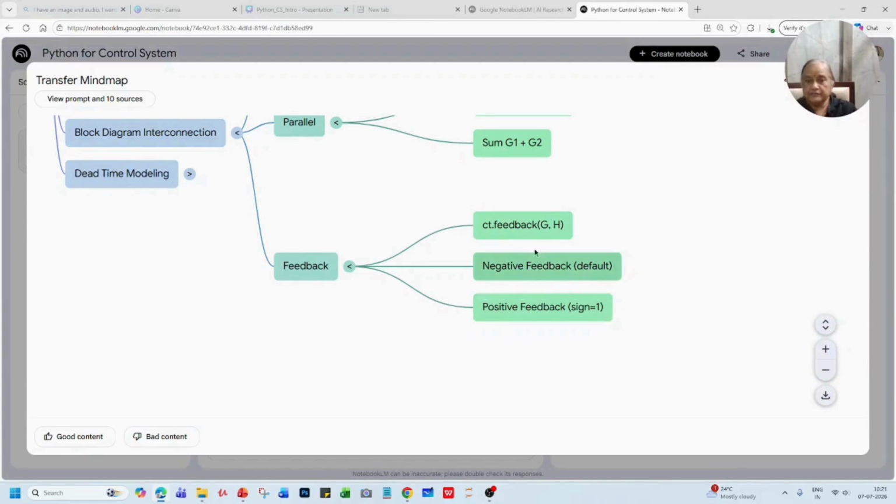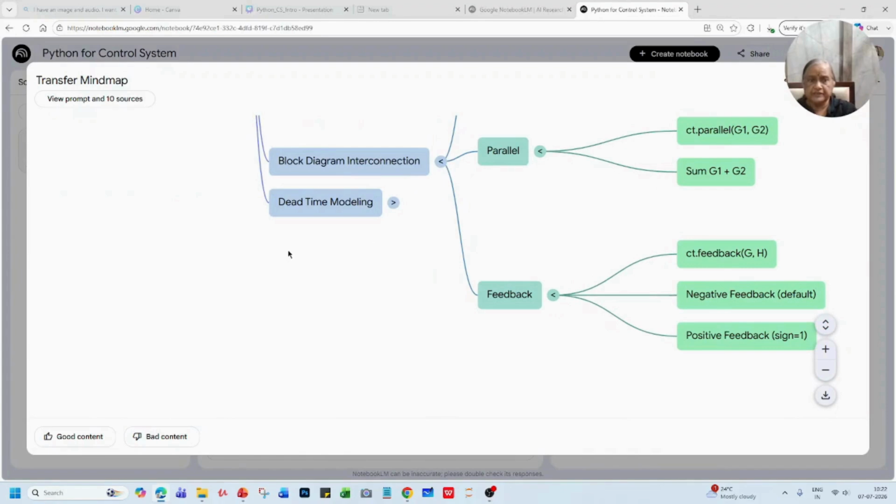So by default, if you don't define anything here, it will take it as negative feedback. Suppose you give one more element here, H comma 1, then it will consider it as a positive feedback system.